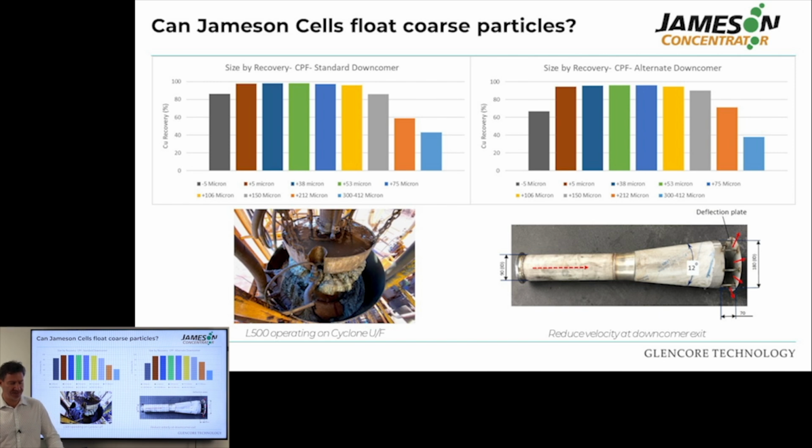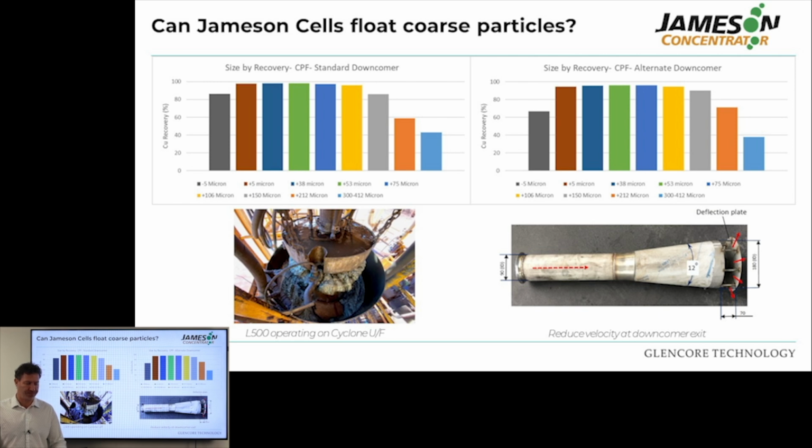Now, this is another separate test result that was produced at an Australian copper operation. So they did a size-by-size copper recovery, and you can see the results here. So with the normal standard downcomer, what we achieved, you can see, is a typical elephant curve.